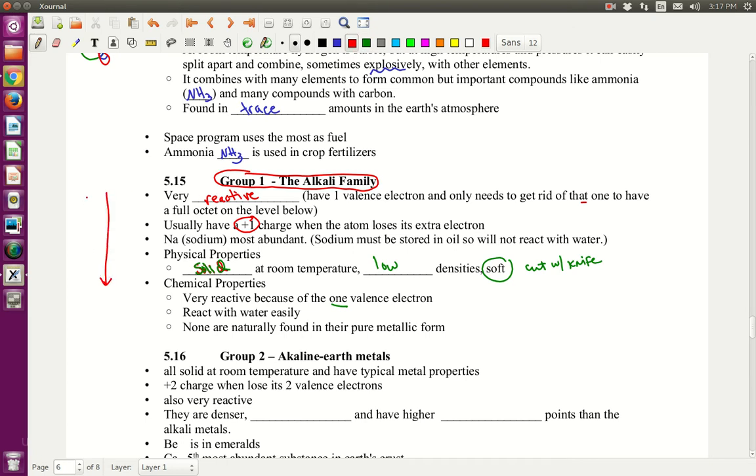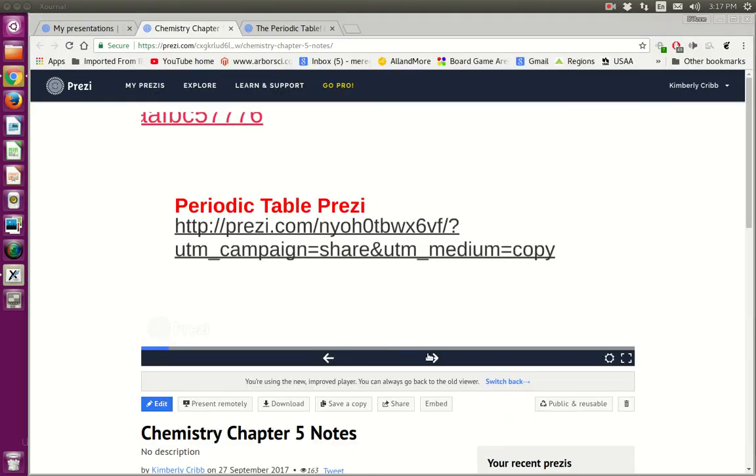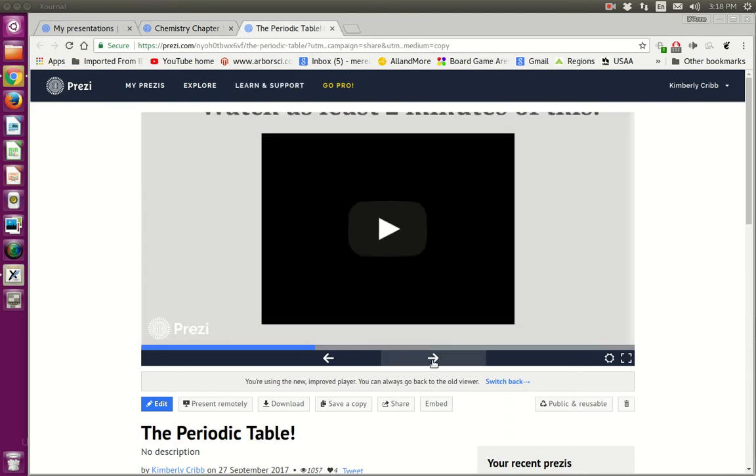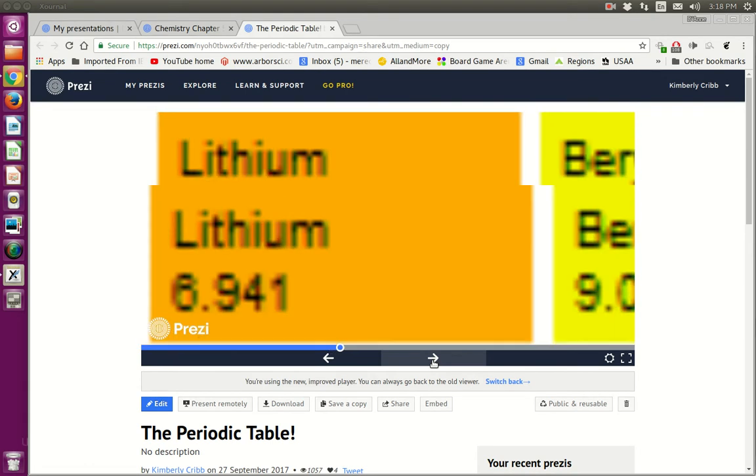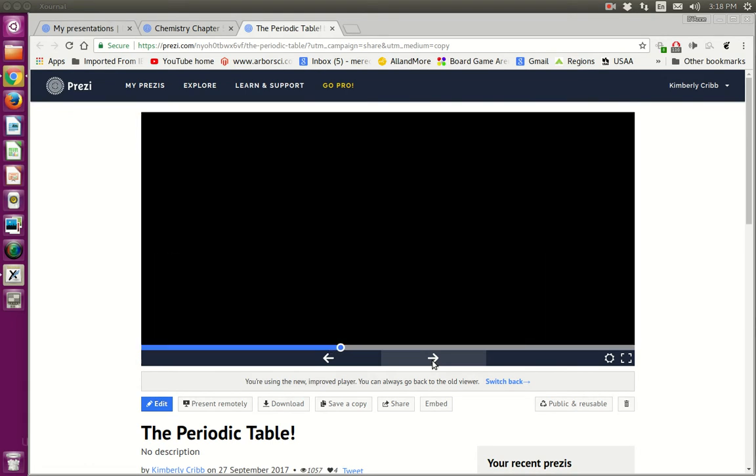Because as you go down the chart, they're going to get bigger and bigger because they're adding more energy levels. And that means their ionization energy is going to go down. So it gets easier and easier to take away their electrons. So let's go to the periodic table Prezi. We're going to move on to alkali metals. So there's alkali metals, and let's watch this video for a few minutes.